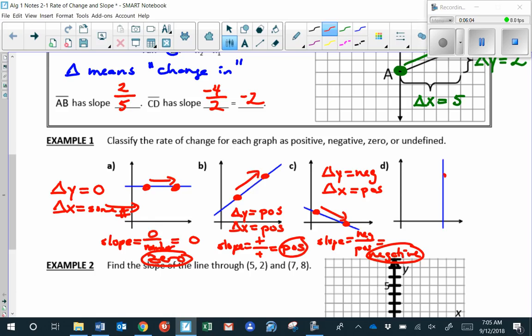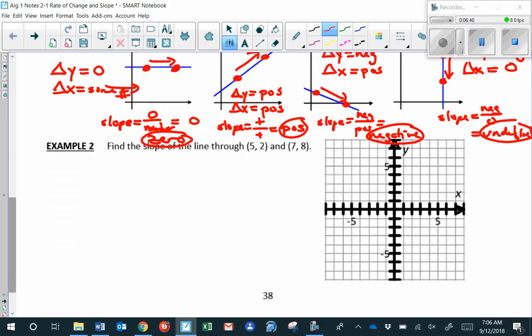And then for part D, as we head from one point to another, our delta y is a negative number. Our delta x is 0 because we're headed neither to the left nor to the right. And so that means that our slope is a negative number over 0. And that is undefined because we can't divide by 0.